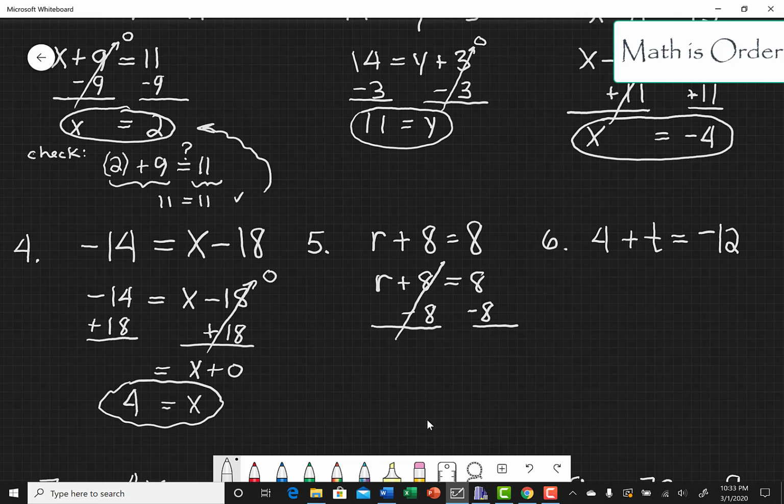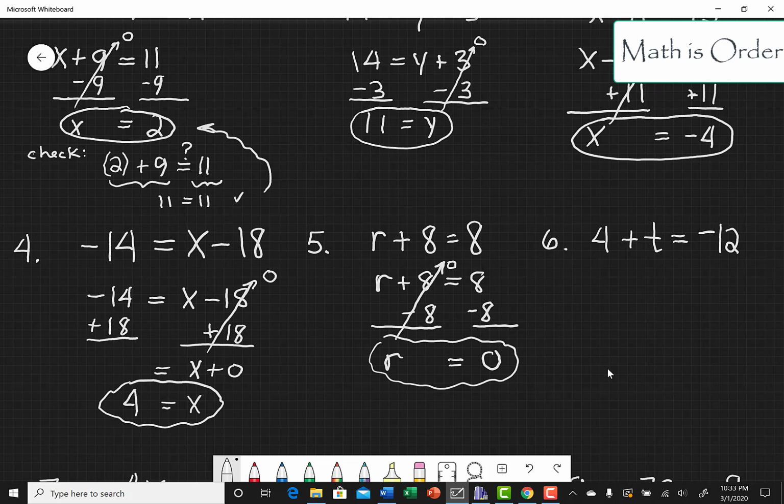Okay, plus 8, negative 8 cancels out to 0. And on the left-hand side, we have r equal to, now on the right-hand side, 8 minus 8 is 0. All right, so 0 can be a solution to an equation. So the final answer is that r equals 0.